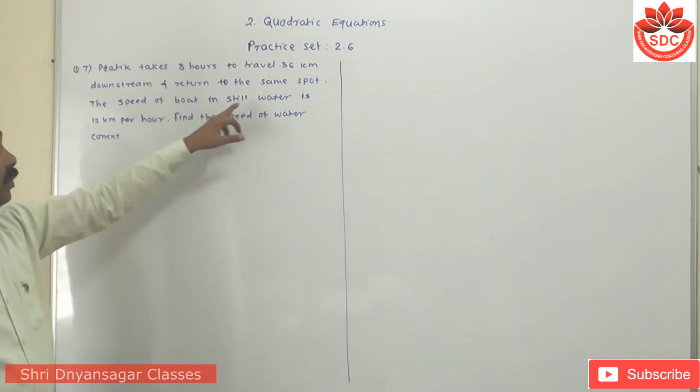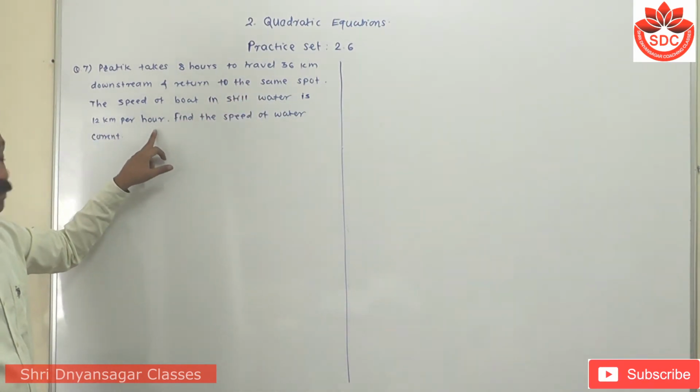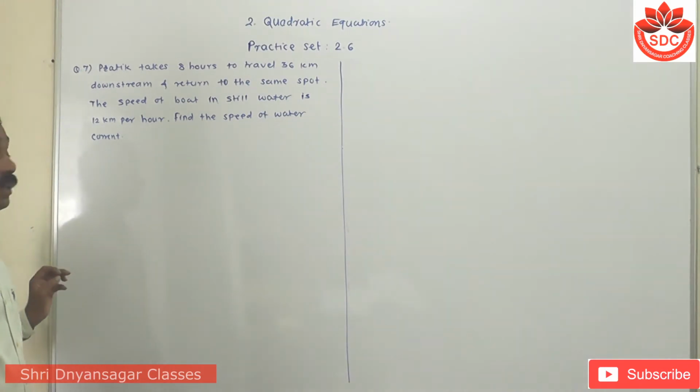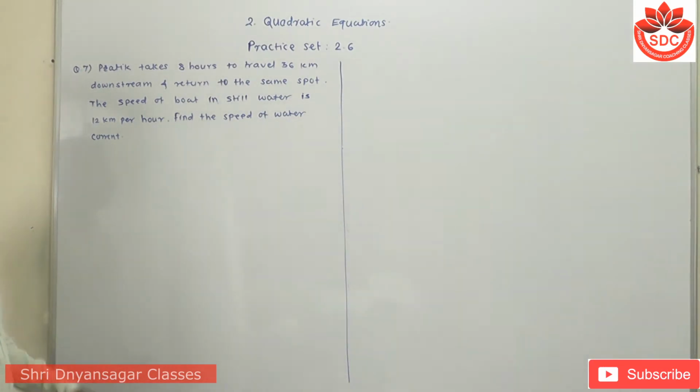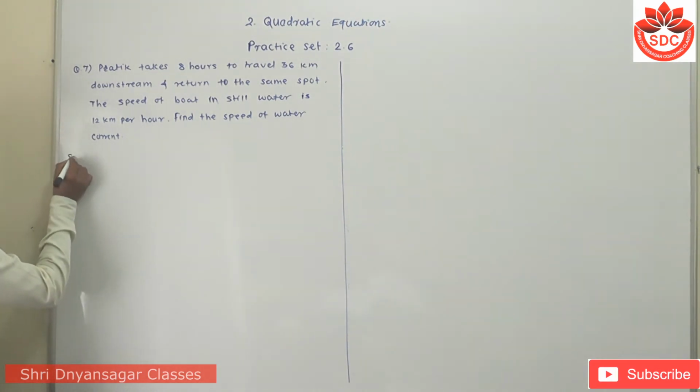The speed of the boat in still water is 12 km/h. Find the speed of the water current. Okay student, here is the solution.